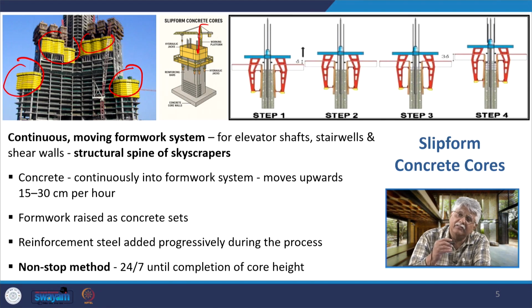The formwork is raised as the concrete sets and reinforcement bars are added progressively during the process of construction. So here you see this picture shows us how with time the platform has been raised up, the slip form concrete core has been raised up and the building's height has gone up somewhat, and thus, running it 24/7, we are able to complete the main structural spine of the building.